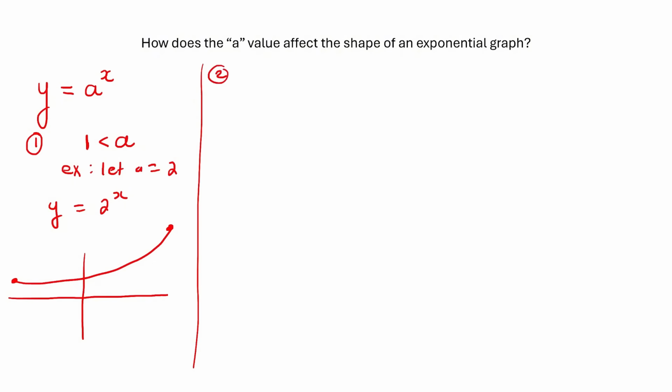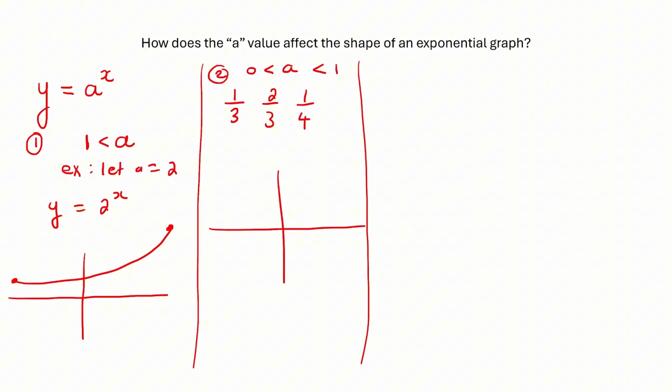In the second scenario, we want to let a be anything between 0 and 1. So any number in between that. And those kind of numbers are usually much nicer to represent as fractions. For example, 1 over 3, 2 over 3, 1 over 4, something like that, right? So if that does happen, then the kind of shape that we get is going to start high and end low. So like that.